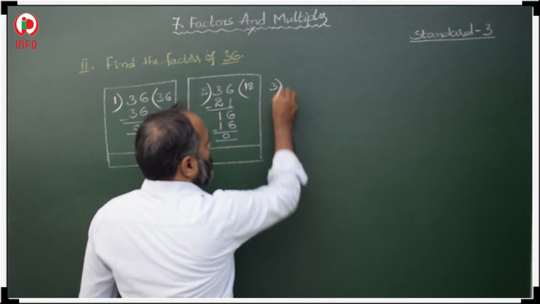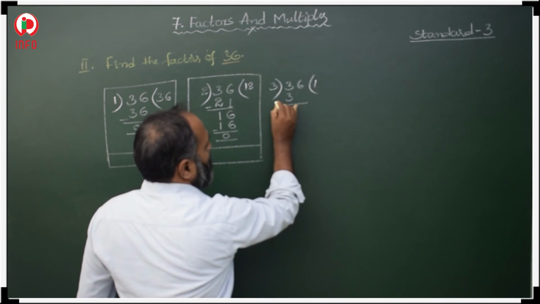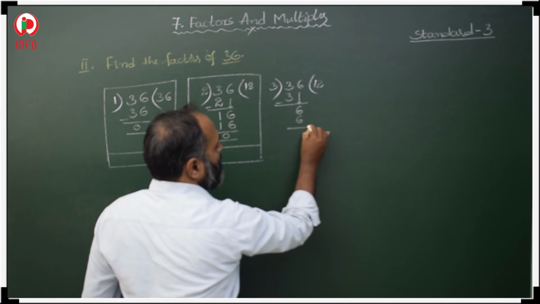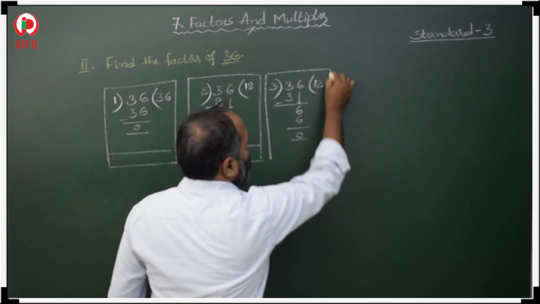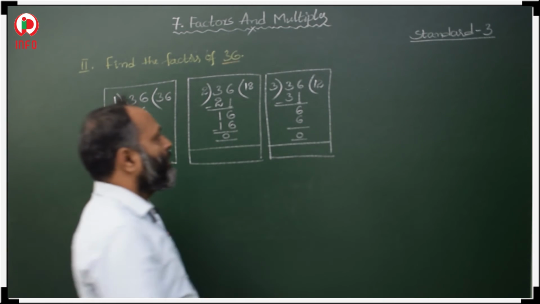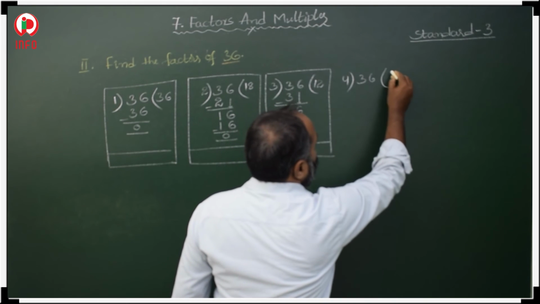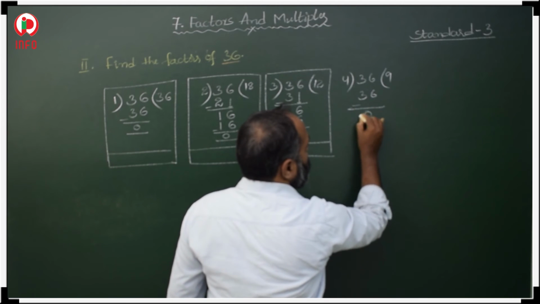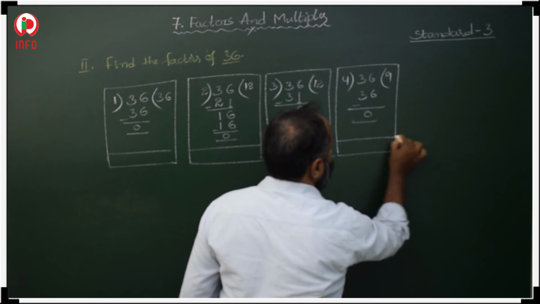Now we have to check in the 3 table. 3 divides this 36. First we have to take 3. 3 ones are 3. 3 minus 3 is 0. After that we have to copy the 6. 3 twos are 6. Then 6 minus 6 is 0. So 3 is a divisor. Then 4. In the 4 table, 4 nines are 36. 36 minus 36, 0. Here remainder is 0. So 4 is also a factor.